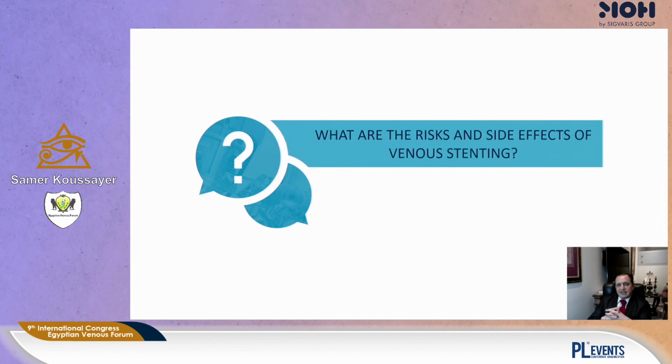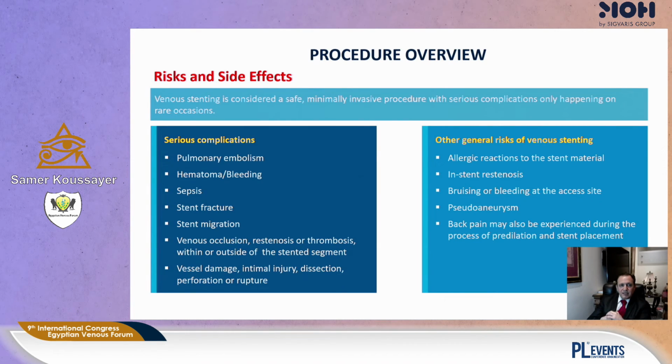So what are the risks and side effects of the venous stent? Venous stenting is considered a safe, minimally invasive procedure, with serious complications happening only on rare occasions, or if you don't do good planning or you pick the wrong size of stent. A serious complication could be pulmonary embolism, but even though rarely happens, the reason why you don't use IVC filters when we put in a stent, even with a DVT.